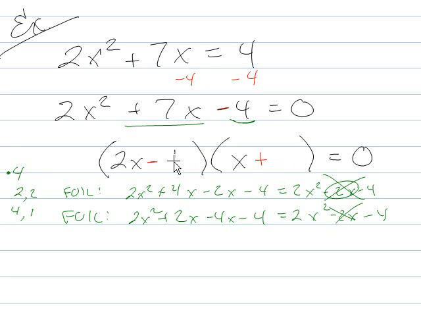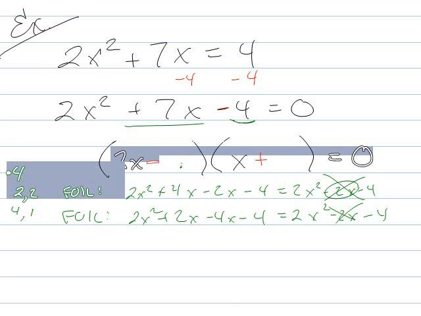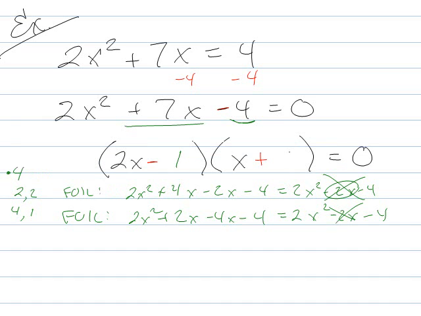We'll go ahead and switch and make that, beg your pardon, make that 1 and 4. We'll try foiling it again. 2x squared outer, inner, minus 4. And this is going to give us what we want. Okay, so this is what we want. Yay!